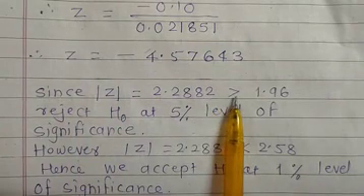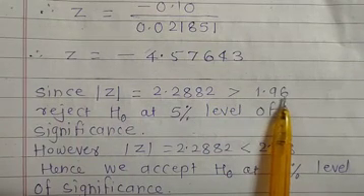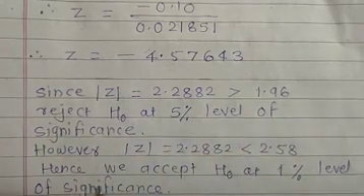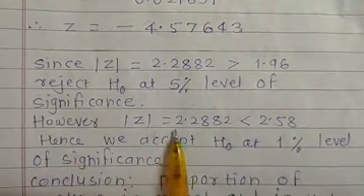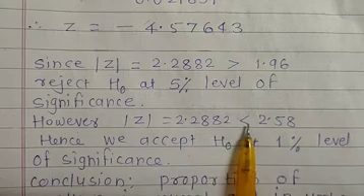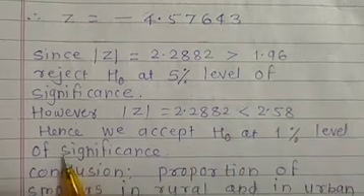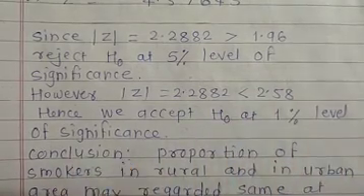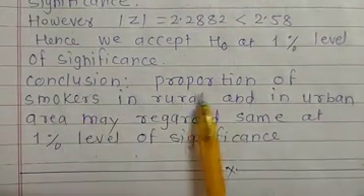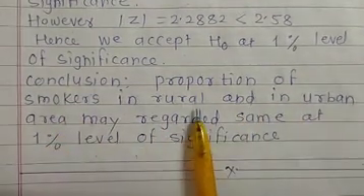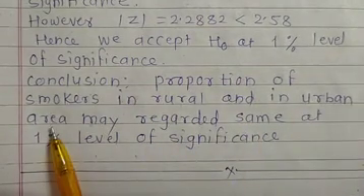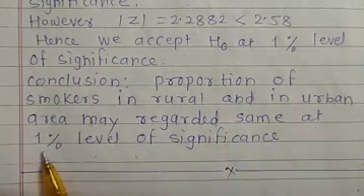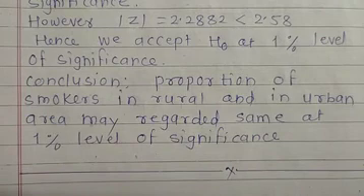Now since mod of Z is equal to 2.2882, which is greater than 1.96, so reject H0 at 5% level of significance. However, mod Z is equal to 2.2882, which is less than 2.58. Hence, we accept H0 at 1% level of significance. Now conclusion: proportion of smokers in rural and in urban area may be regarded same at 1% level of significance.